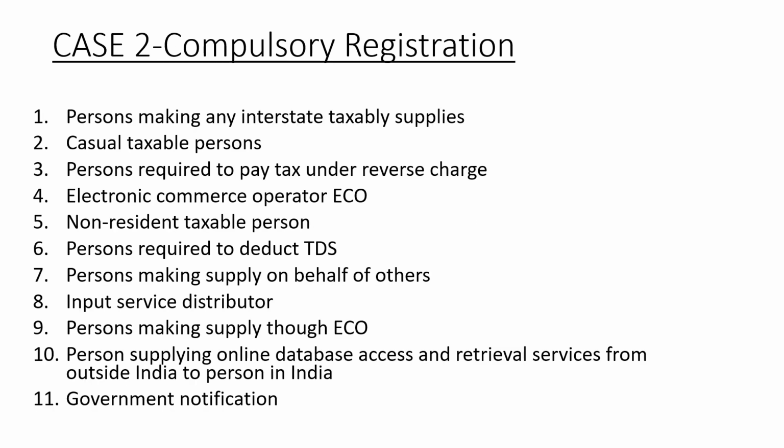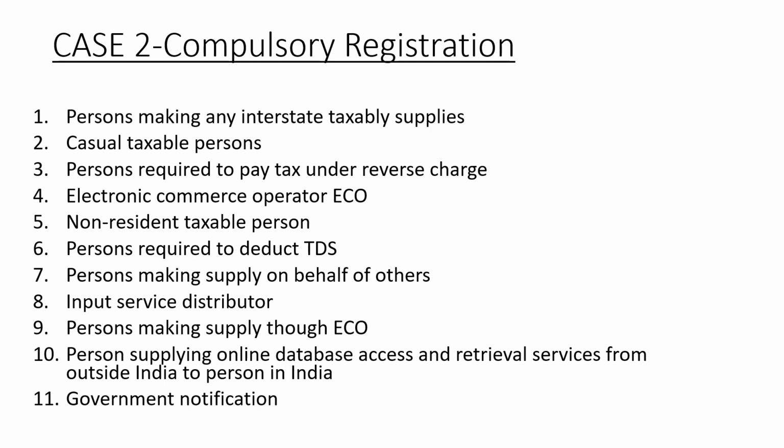The second type of registration under the CGST Act is compulsory registration. Under compulsory registrations, people have to get themselves registered irrespective of their turnover and irrespective of whether the turnover matches the threshold limit. The first in the list are persons making interstate taxable supplies. It refers to various persons who are selling goods between two states, or goods or services between two states. That is, production may be in one state and the final purchase is in another state.